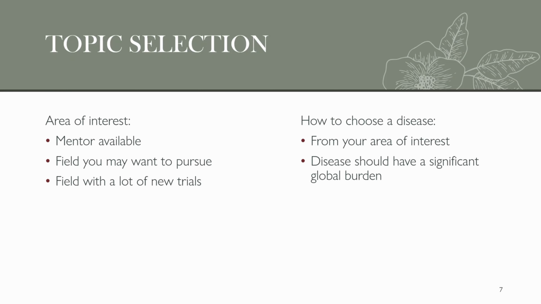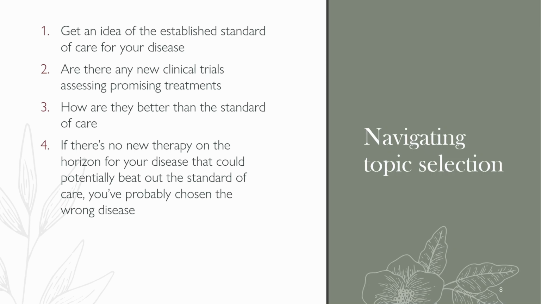So, how do you select your area of interest? In your area of interest, a mentor should be available who can guide you through the process and give you information about new drugs, new treatments, new protocols being followed for that disease. It may be a field that you might want to pursue in the future, and it should be a field with a lot of new clinical trials. So it should be an ongoing disease or a disease that should have a significant global burden so that you can have multiple new treatments to compare them to previous ones.